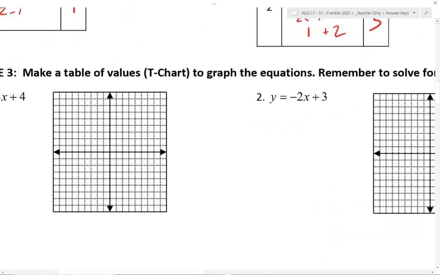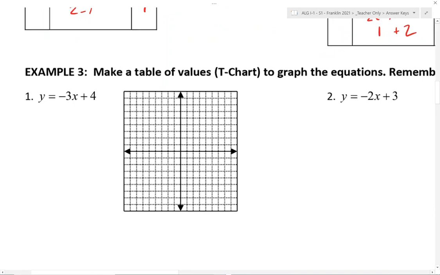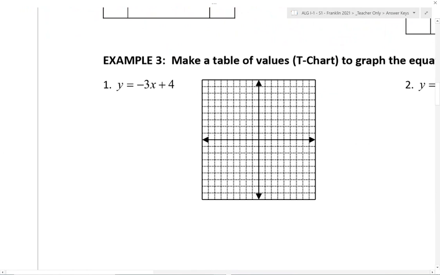Okay, so now we're going to make our tables ourselves. So we're going to make our table of values. Remember to solve for y first. So on some of these easier ones where you're just multiplying and then adding, it's not super necessary to have that middle column. All I really need is an xy column, but it can help if you get stuck.